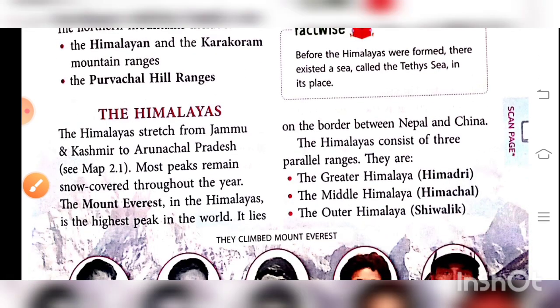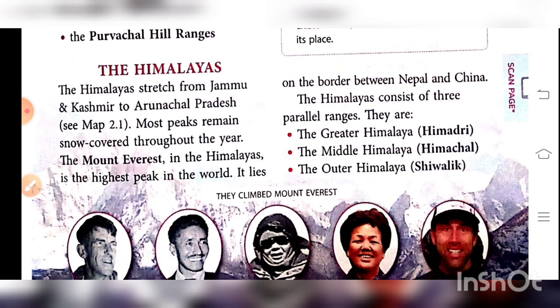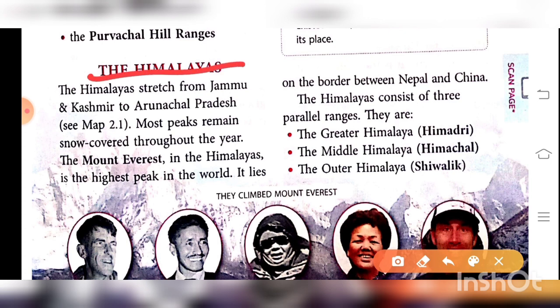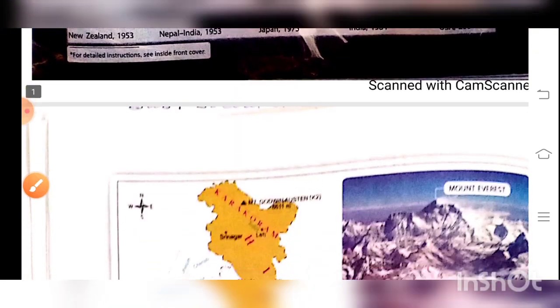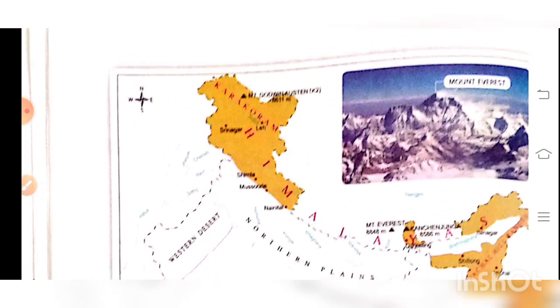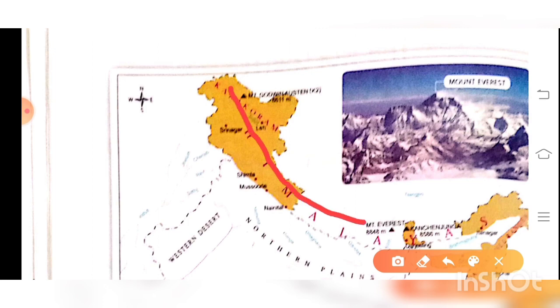Now let us see the Himalayas. Himalayas stretch from Jammu and Kashmir to Arunachal Pradesh. Let us see in the map where it is. Look here in the map. Himalaya is stretching from Jammu, Kashmir to Arunachal Pradesh. Arunachal Pradesh is here, students, and Jammu Kashmir is here. So these areas are covered with Himalayas.